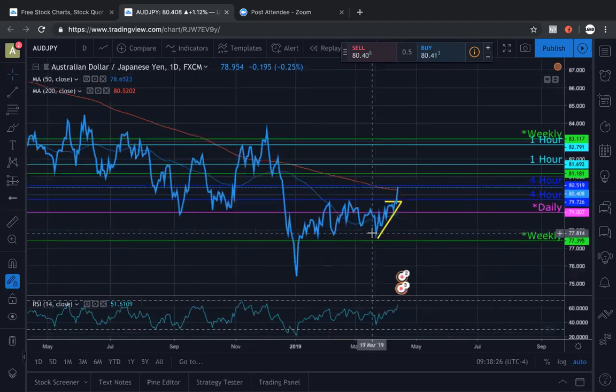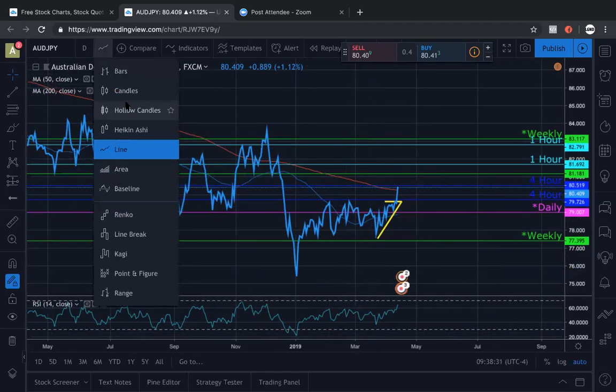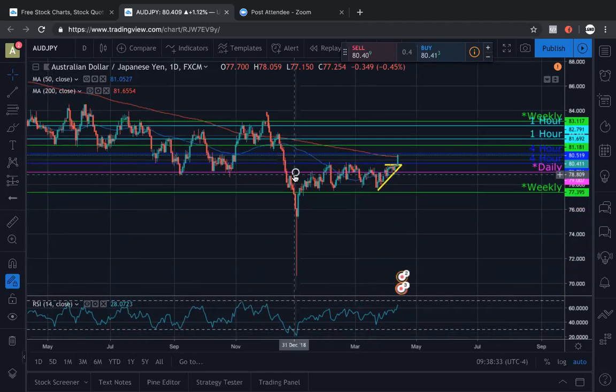Now, if you don't see a key level above on a daily, don't force it. Don't even draw anything about it, because if it's not there, it's just not there. You can't do nothing about it.